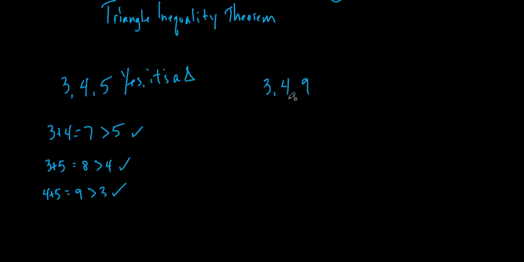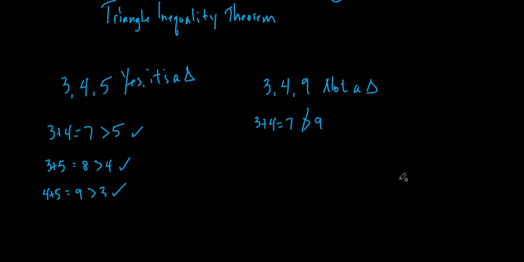What's the theorem say? I could take any two sides, add them up, and it has to be greater than the third side. Does that work here? Because 3 plus 4 is 7. Is 7 greater than 9? Of course not. 7's not bigger than 9, okay? So that doesn't work. So guess what? This is not a triangle. So you cannot have sides 3, 4, and 9.